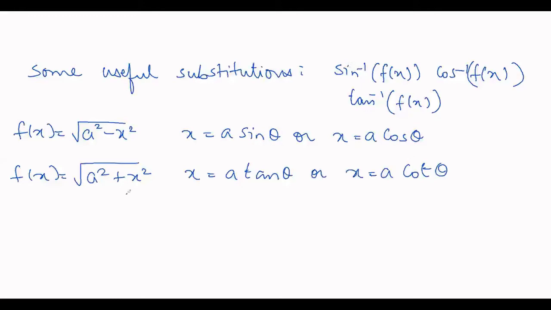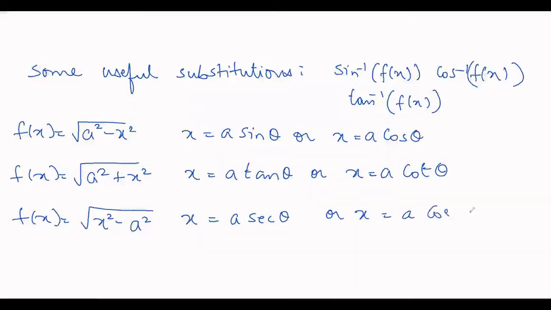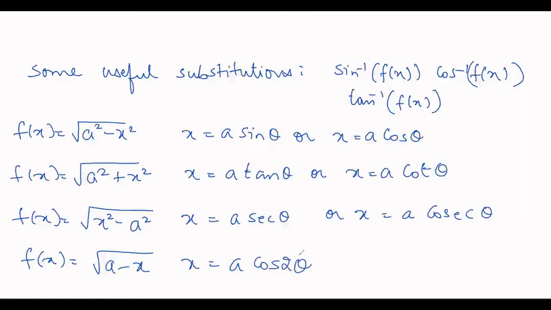Next, if you were to have f of x in this form, square root of x squared minus a squared, then you will plug in x is equal to a secant theta or x is equal to a cosecant theta. Now, one other format, which is say f of x is equal to square root of a minus x. Then I'm simply going to put x is equal to a cos 2 theta. Okay, this is important for you to remember, and it will help you in questions based on substitution.